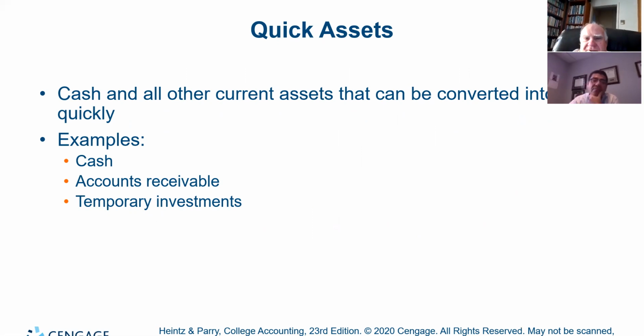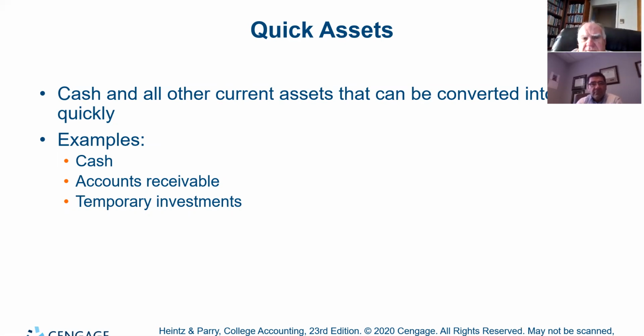Okay, quick assets. What are the quick assets? Well, there's just 3 of them: cash, AR, and any temporary investments you might have in a marketable security. For example, you have cash, AR, and maybe you bought stock in another company. That could be considered a temporary investment. You could sell that in 2 seconds just by clicking on your computer screen or calling your stockbroker. So we're going to ignore the inventory and the prepaids here.